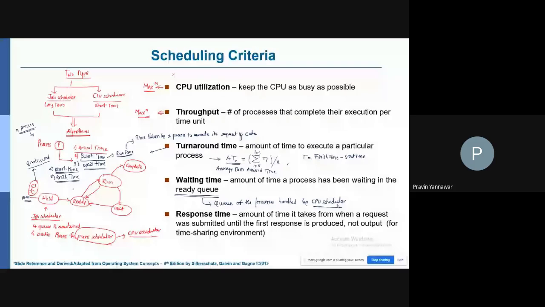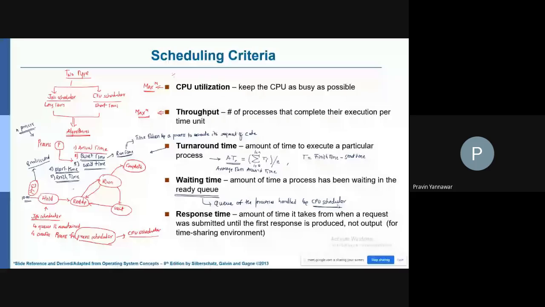The response time. Response time is nothing but the amount of time taken by a process or a request till the first response is produced. Like it arrives at 10.00 and it is responded at, say, 10.09. So that response time is calculated. Okay, so this is response time.